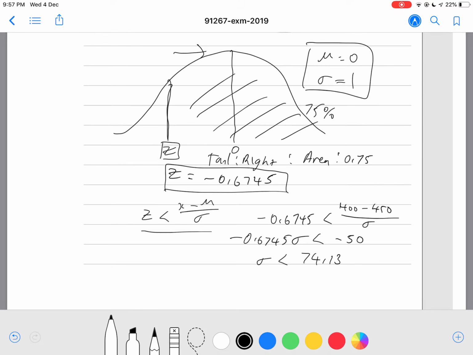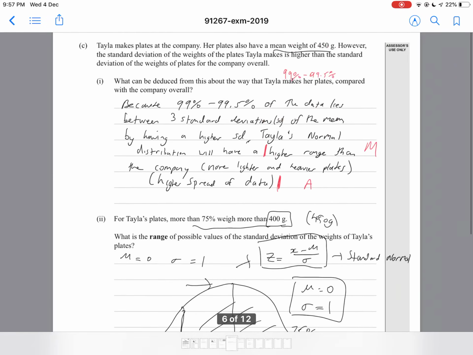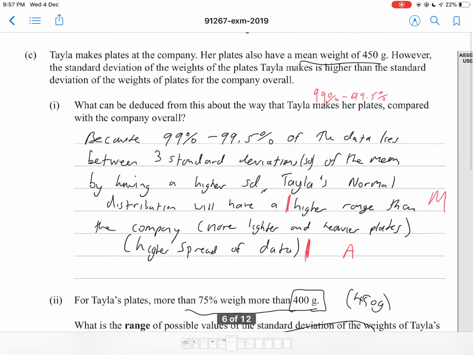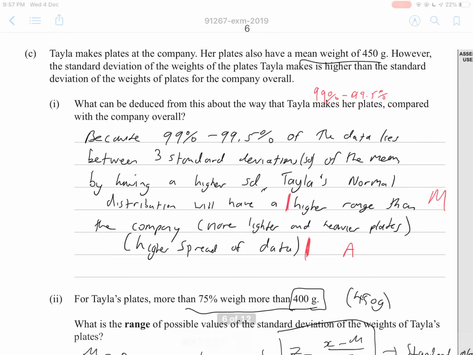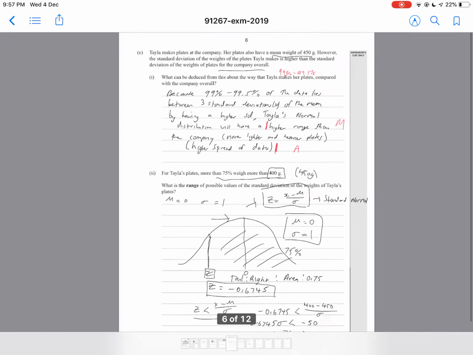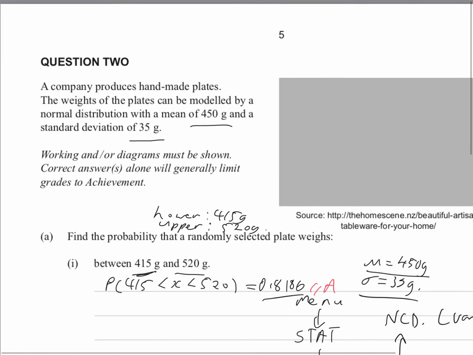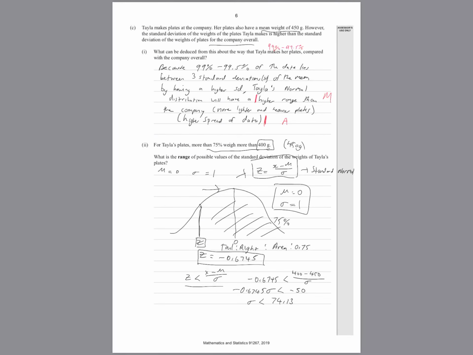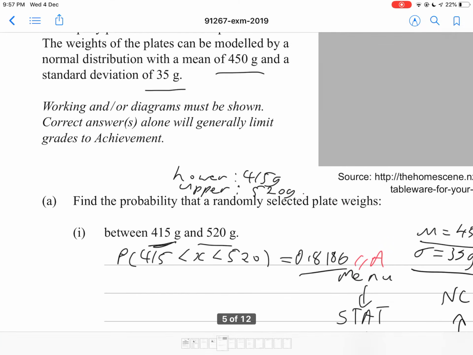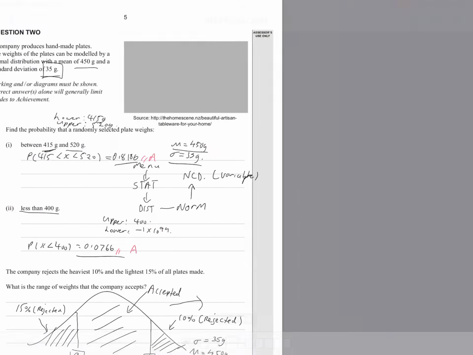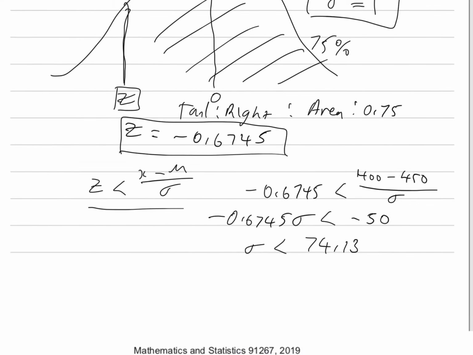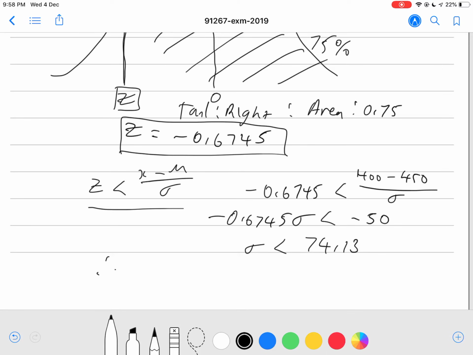Alright, so you might be thinking, oh, we're done now. However, it is important to link it back to the question, because remember in this question up here, they were saying that Taylor will have a higher standard deviation than the company overall. If we go back to the previous question, we'll see that the company overall has a standard deviation of 35 grams. So the question does tell us that Taylor has a standard deviation more than 35. So we also know that standard deviation must be greater than 35.